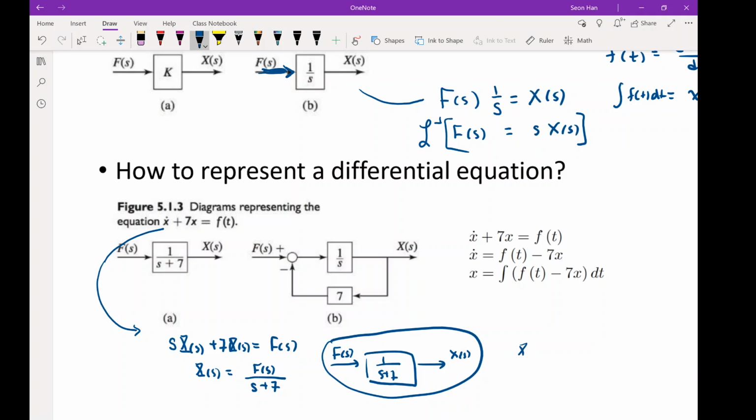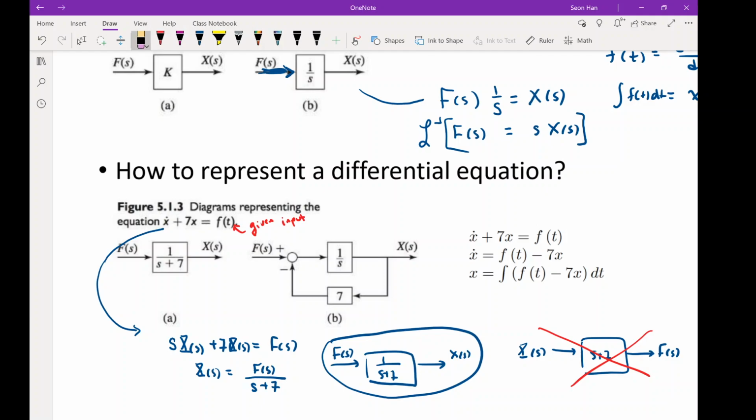The reason why I didn't write this as x of s over s plus 7 equals f of s is that it is not correct. Why is that? Because when you have a differential equation, usually what's given is f of t. This is your given input to the system, and your goal is usually to solve for x of t. So what's coming out should be the output x of t.